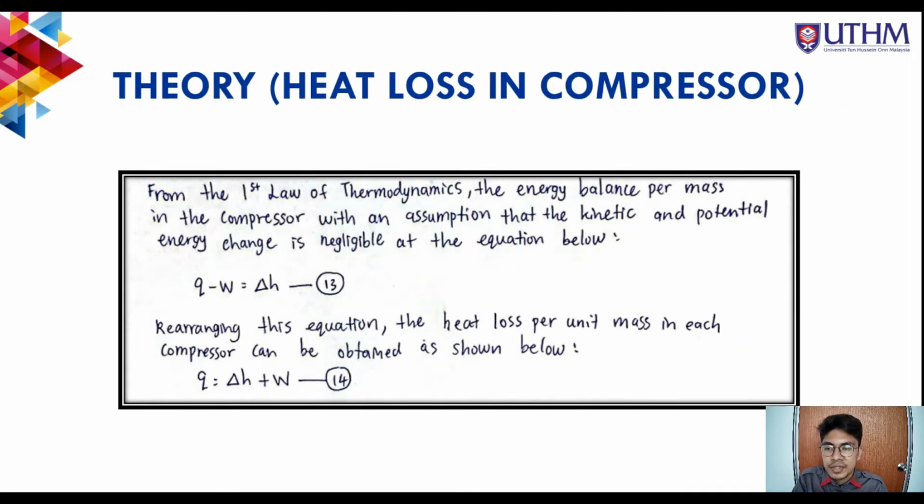And next, we will be talking about the heat loss in the compressor. From the first law of thermodynamics, the energy balance per mass in the compressor, with an assumption that kinetic and potential energy changes are negligible, is the equation below. So we have equation 13, where Q minus W equals delta H, and we rearrange this equation. The heat loss per unit mass in each compressor can be obtained as below: Q equals delta H plus W, which forms equation 14.